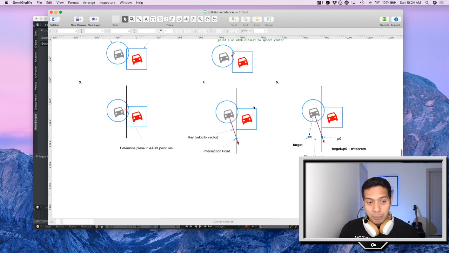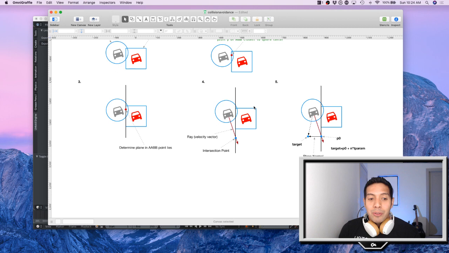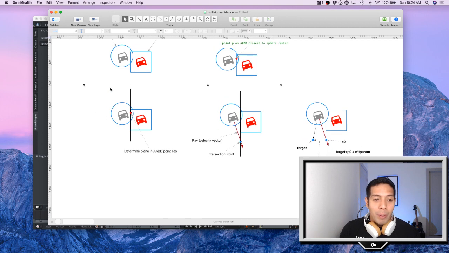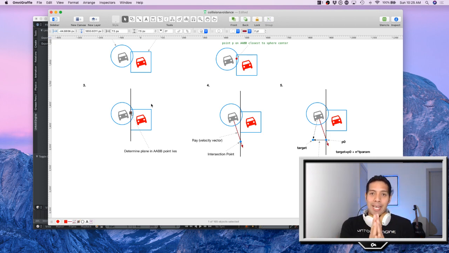Next, what do you do? Well, next we need to determine the face of the cube that this particular point lies on, right? We have a cube, and we know that that particular cube has 6 faces, obviously. You need to determine on which face that key point is on, basically which plane is that point on.